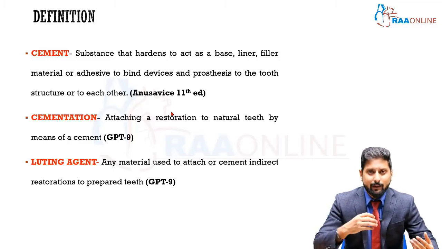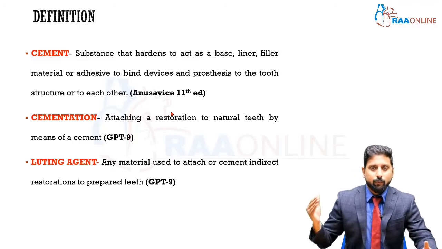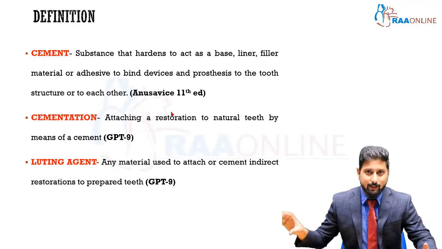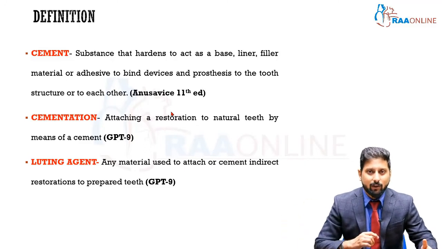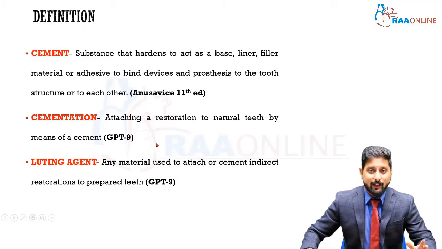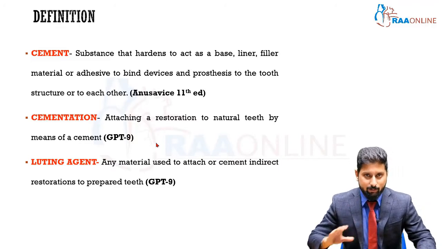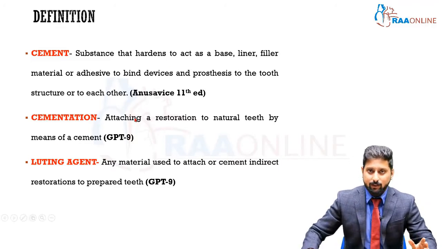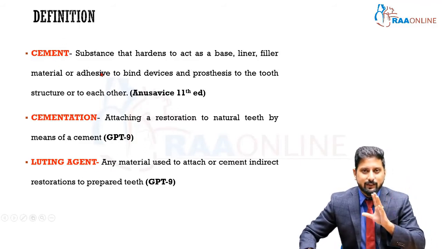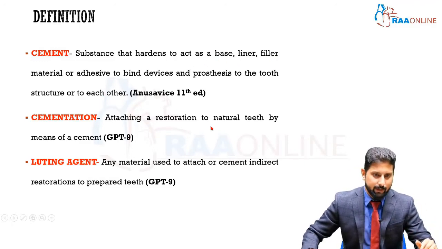So you basically prepare the tooth structure for the particular type of indirect restoration. You make an impression, you pour the model, and the restoration is done indirectly on the cast outside the mouth, and then you cement it onto the tooth structure. So the luting agent that is used to cement or attach the indirect restoration to the prepared teeth will be called the luting agent. So all luting agents are not cements. Please understand that. Luting agent has a specific role. Cement is more of a generalized term that is used for base, liner, filler as well as an adhesive.